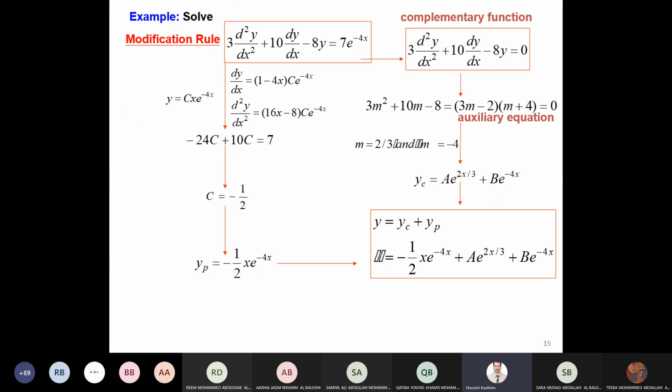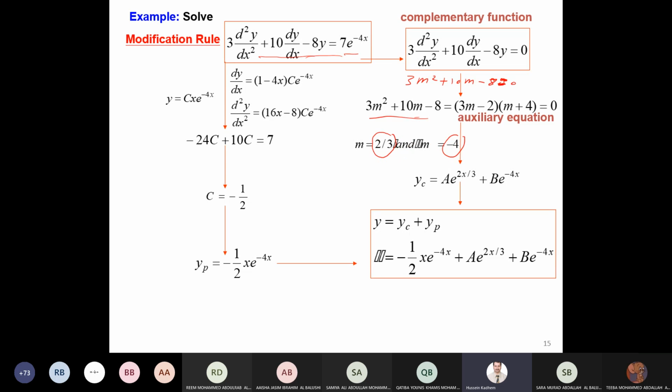Now let me take another problem on the modification rule. I'm given this equation. Have a look here. This is a second order differential equation. I will solve the complementary part, the homogeneous. As you can see here, this is 3m squared plus 10m minus 8 equals 0. Now I solve it by factorization or by quadratic formula, it doesn't matter. You can use any one of them to get the solution. I got the solution here, 2 over 3 and minus 4.